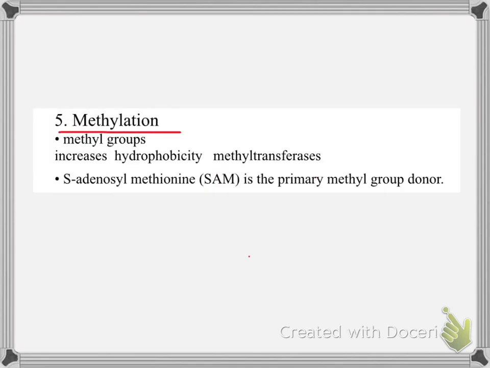Next one is methylation. It is the transfer of one carbon methyl group to nitrogen or oxygen of an amino acid side chain, which increases the hydrophobicity of the protein and can neutralize the negative amino acid charge when bound to carboxylic acids.